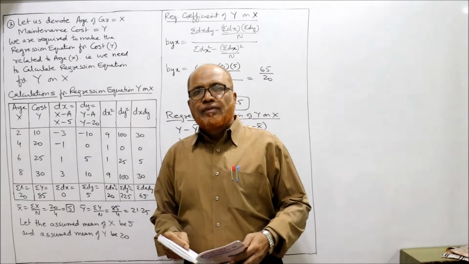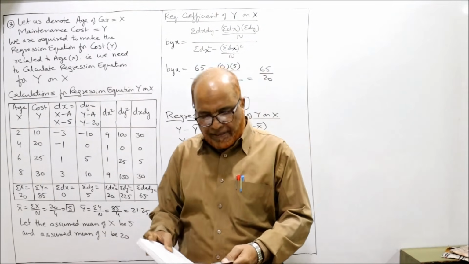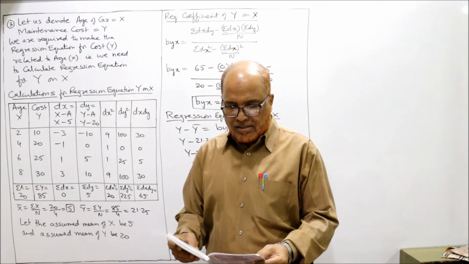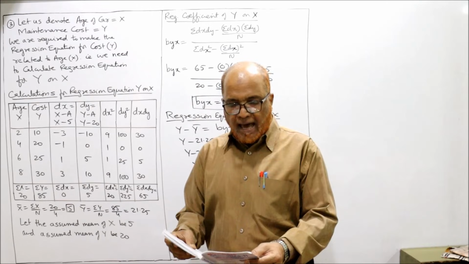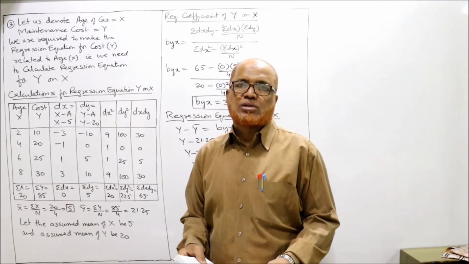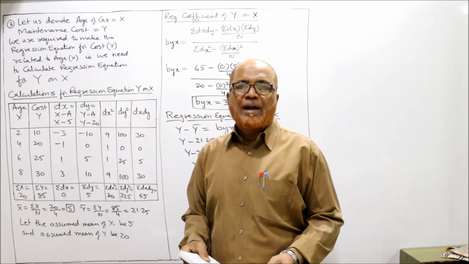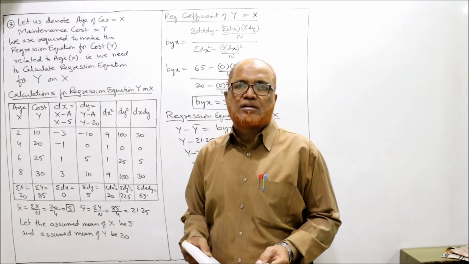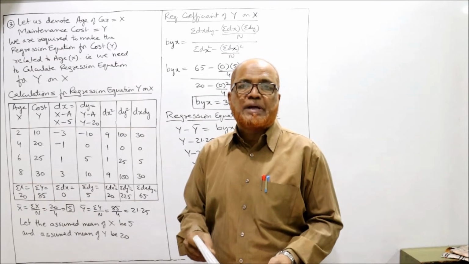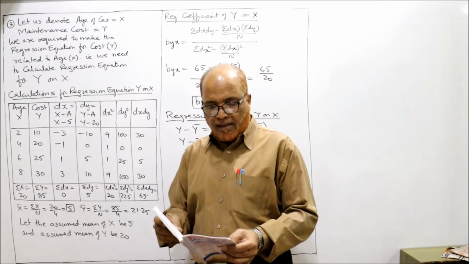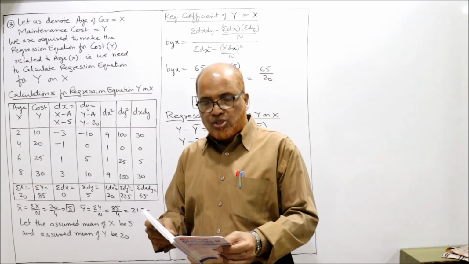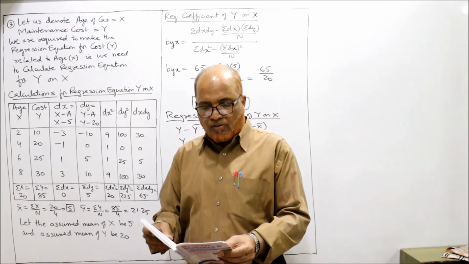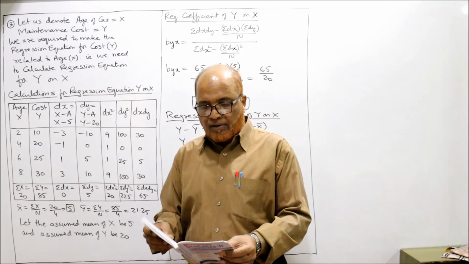Come on viewers, we'll start now the next problem, that is problem number 3. See carefully the third problem. The following table gives the age of cars of a certain make and the annual maintenance cost. So normally the maintenance cost depends on the age. So age is independent and maintenance cost is dependent. We are given the data regarding age of cars: 2 year, 4 year, 6 year, 8 year. And the maintenance cost in hundreds of rupees are 10, 20, 25, 30.